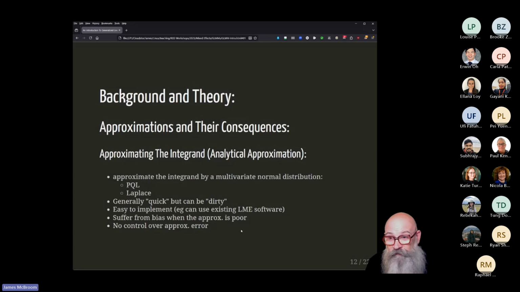So the pros are they're quick and easy to implement. The cons are they suffer from bias. You have no control over the approximation error. Now, you might be like, I don't quite understand what you're saying there. Well, compared to numerical quadrature, compared to numerically evaluating that integral using numerical techniques, you can't do anything about the approximation error in these. It is just what it is.